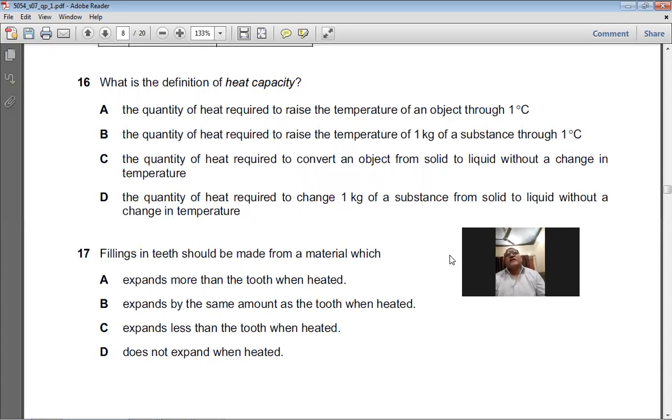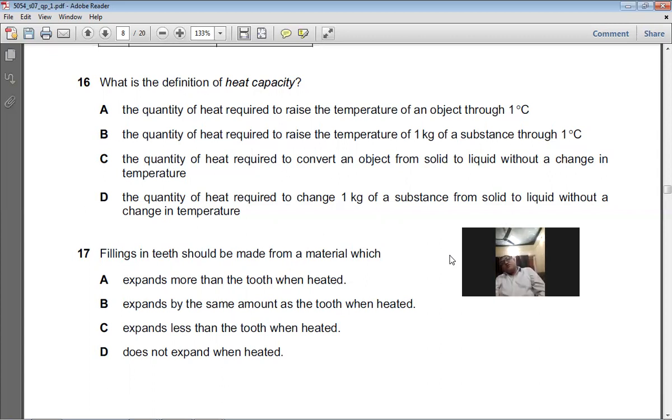So option A is the quantity of heat required to raise the temperature of an object through 1 degree centigrade. The quantity of heat required to raise the temperature of 1 kg of a substance by 1 degree centigrade, yeah, that's the definition. The quantity of heat required to change 1 kg of a substance from solid to liquid without a change in the temperature.